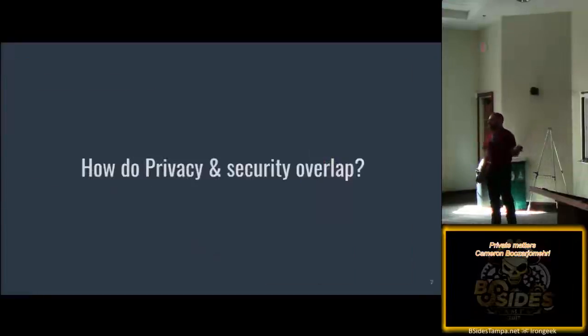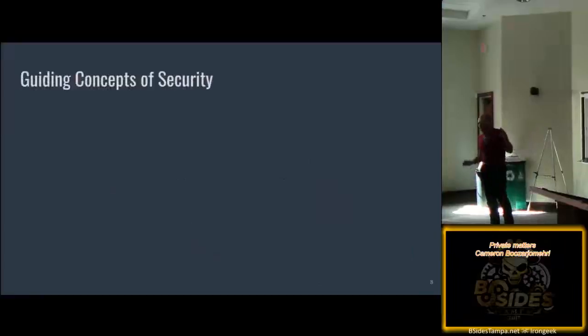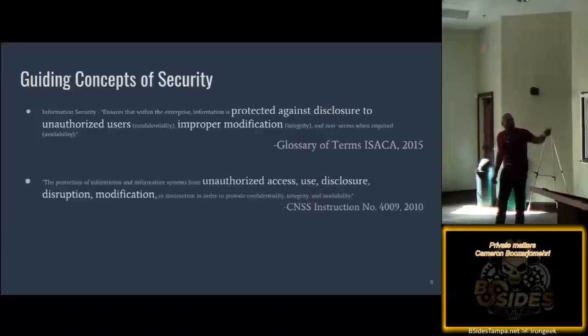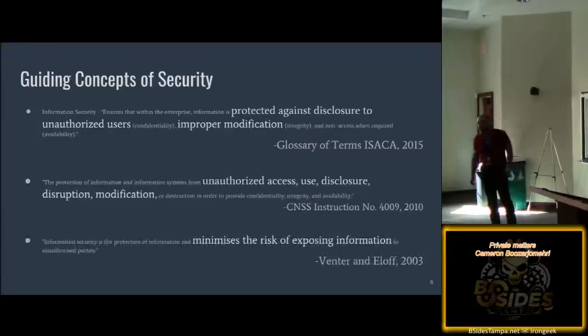Now, how do privacy and security goals overlap? We're going to look at a couple of the big security definitions. ISOCA 2015: you're protecting against disclosure from unauthorized users and improper modification. CNSS Instruction 4009 from 2010: unauthorized access, use, disclosure, disruption, modification, and destruction. Venter and Eloff's taxonomy of security: minimizing the risk of exploiting information. So the theme is, we want to make sure you protect your data. And we'll talk about the CIA triad in a second.